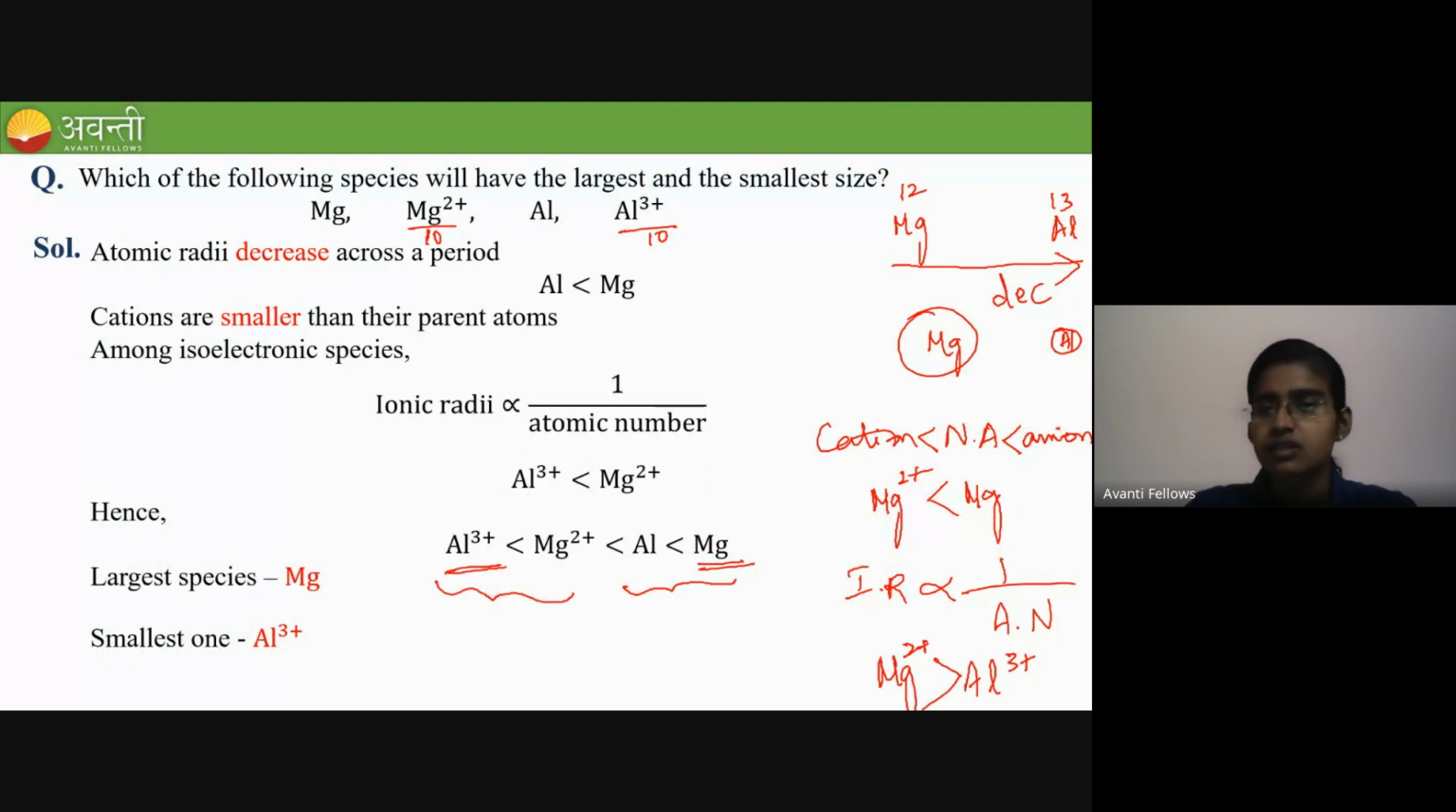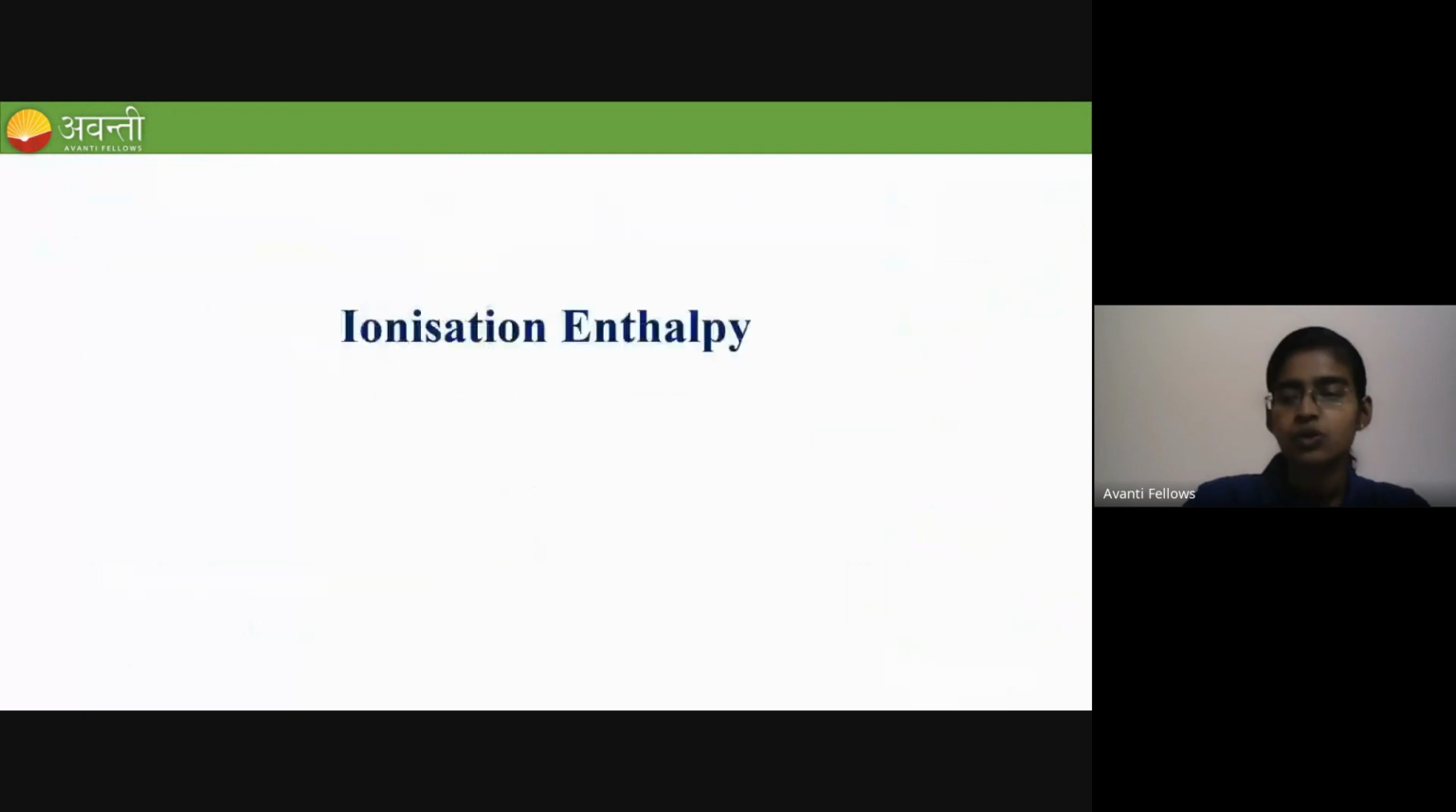Shall we move on to the next physical property? So with this, we are ending up the atomic radius physical property. Thank you, dear students, for your response. So I have told you we have 4 physical properties. First physical property has got over. Now let's move on to the second physical property, which is very, very important.